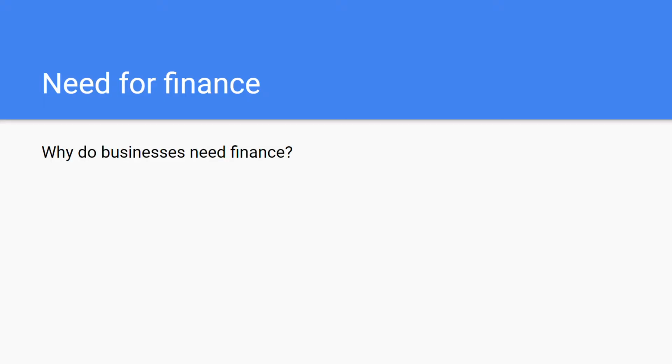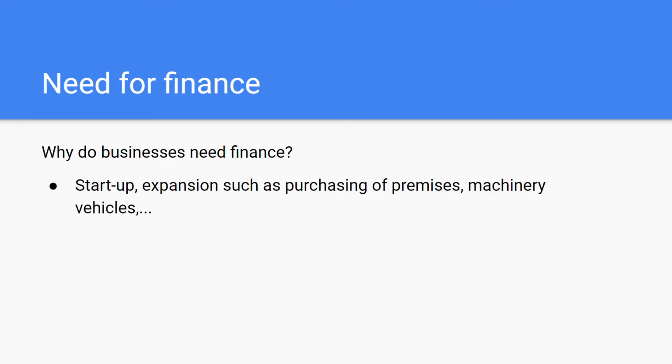So, the need for finance. Why do businesses even need sources of finance? There are multiple reasons. For example, startups or expansion, such as purchasing of premises, machinery, and vehicles. And that goes for both expansion and startups.